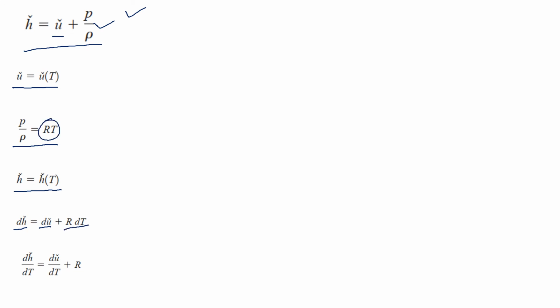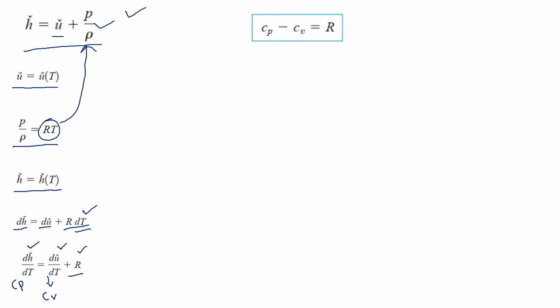We can substitute this for this right here and actually write it like such. Then by dividing dt on both sides, we can get dh/dt equals du/dt plus R, and we know that dh/dt equals the specific heat capacity at constant pressure. This will account for the specific heat capacity at constant volume plus the universal gas constant. So we can write our equations like this. These are our equations for the heat capacities at constant pressure and constant volume, whose difference is equal to the universal gas constant.